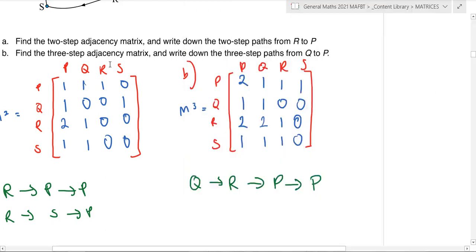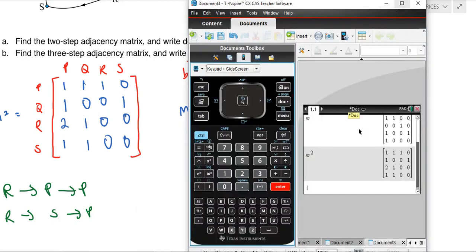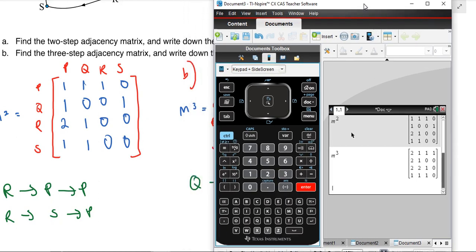Cool. And to get M3, it's going to be the same process. So M to the power of 3. And there it is. Okay, so let's see if I got that right.